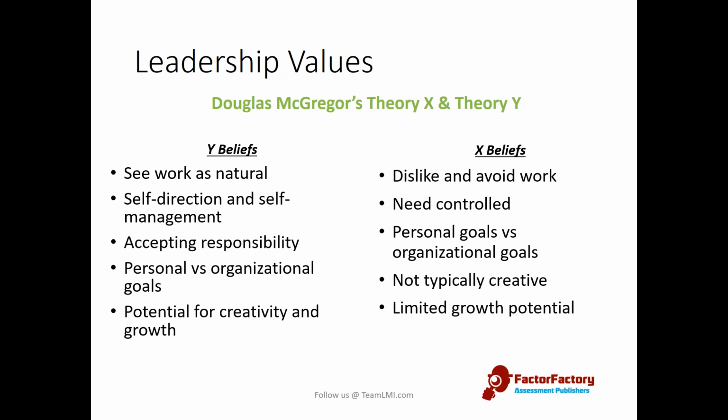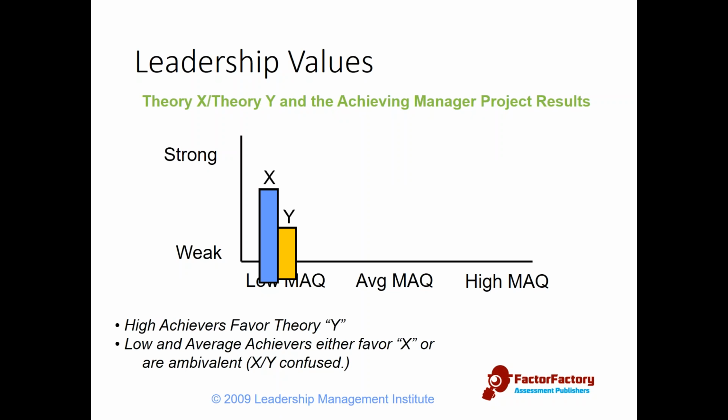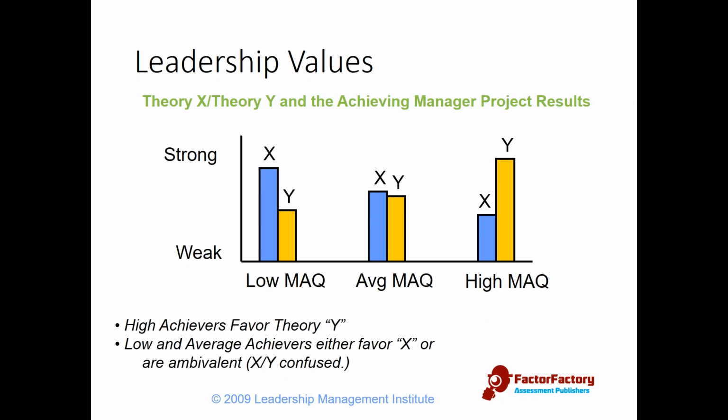We know these were the beliefs more characteristic of the high achievers. And I show in this graph here what the study showed, which is on the right side, if you remember that bell curve that I showed you earlier, on the far right were the high achievers. And you'll see there in the study it showed that the high achievers, or the high MAQ, in the study were predominantly theory Y, much lower theory X. The mid-range average managers were what's sometimes called XY confused. They had very similar X and Y results in the scoring. And then the low achievers tend to be predominantly theory X, and this graph represents the results that Jay Hall saw in the study.